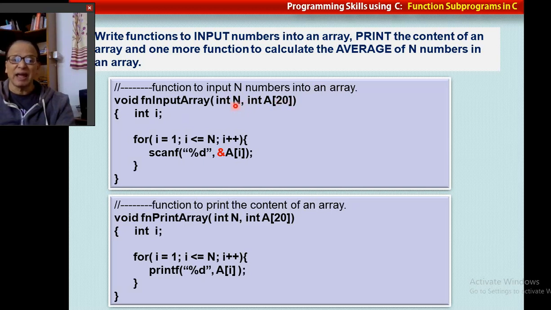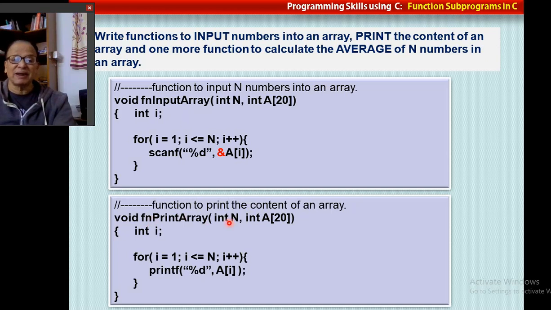You declare their type here. Then int i. Here is the code for inputting n numbers. For i equal to 1 to n, scanf %d, it scans these numbers into, therefore, &a[i] into this array. I am going to pass an empty array. It is going to fill that array with these numbers.